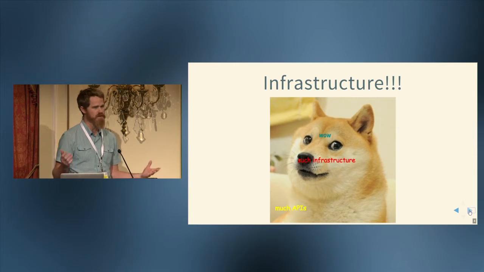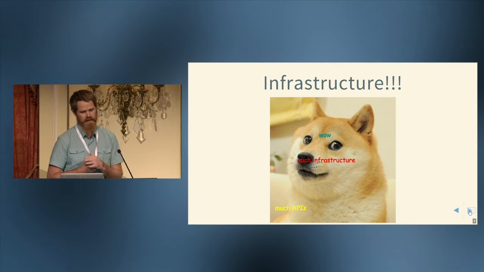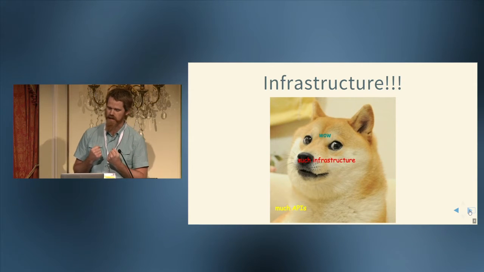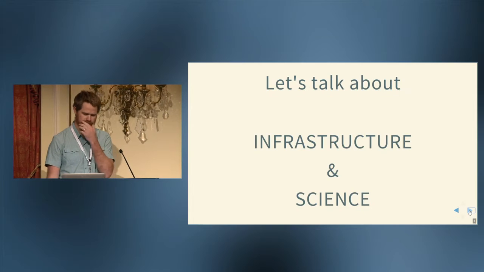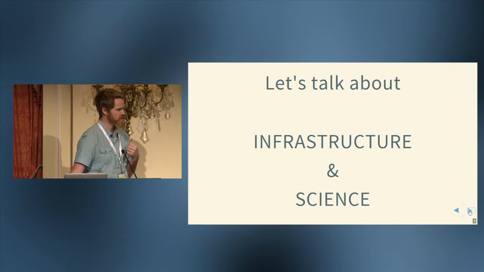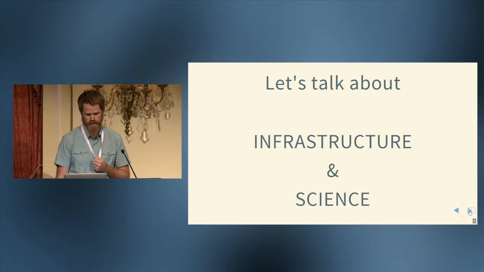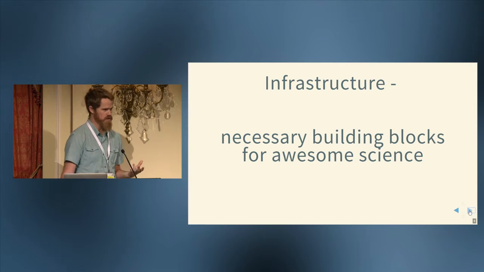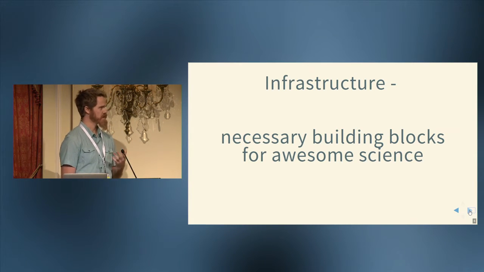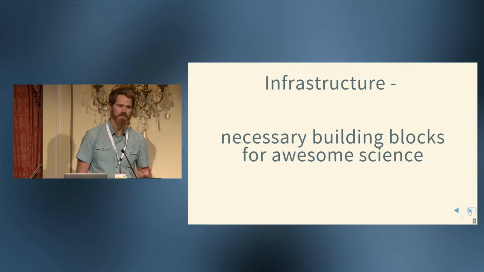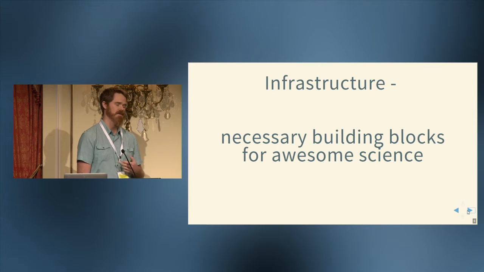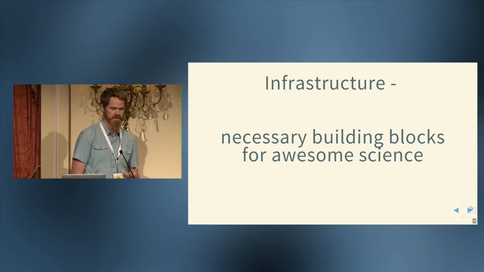So we're going to start off with Doge, like any good talk should. Infrastructure is awesome, and we want to build great things on top of that. So let's talk specifically about infrastructure and science. I think we're all here to talk about what Crossref is doing. The infrastructure they build is a necessary building block for awesome science. And I define awesome science as reproducible science, open science, and I think it necessitates programmatic science.